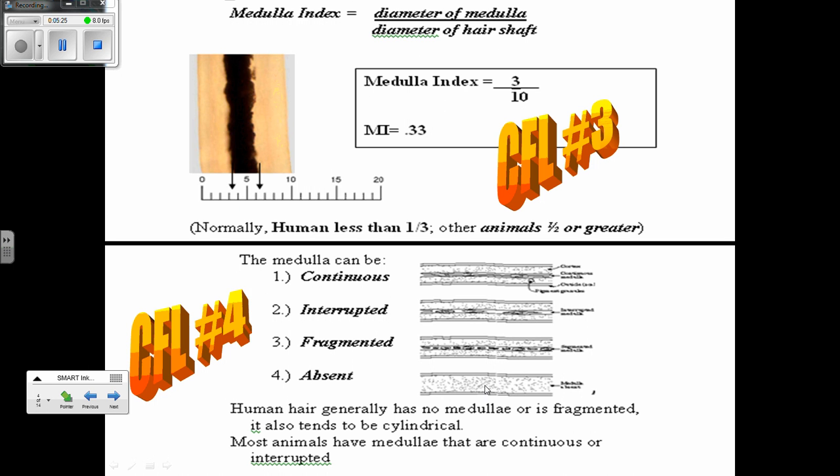And then there's absent, where it's typically transparent and you can't see that it's there. All right, most of the time when we see human hairs, it has no medulla or is fragmented. And so most animals are going to have continuous or interrupted medulla. So any questions there?